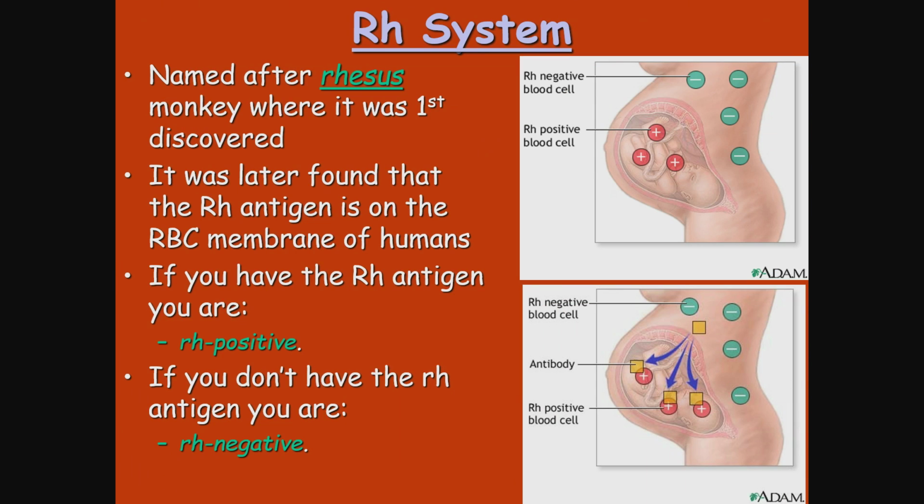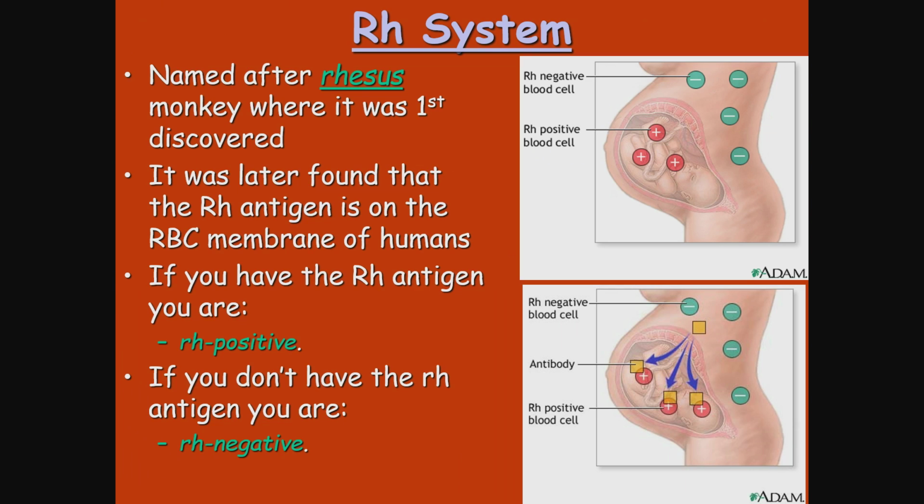The RH system. Now this is kind of crazy because this actually is something that I went through myself. If you've been wondering, okay, I have A blood, but what does A positive or A negative mean? Well, that's where we get into the RH system. It was named after the rhesus monkey, because that's where it was first discovered. They were doing studies on the rhesus monkey and they found another antigen.